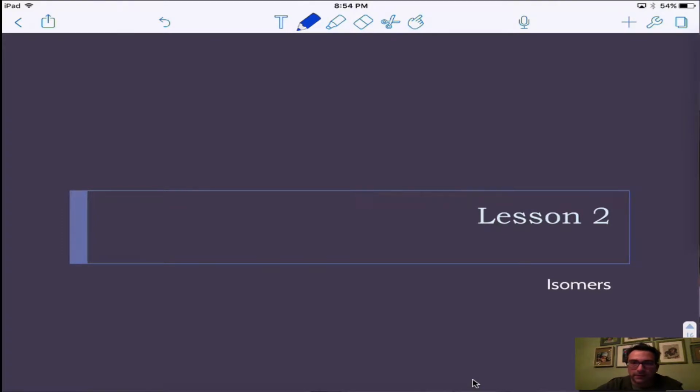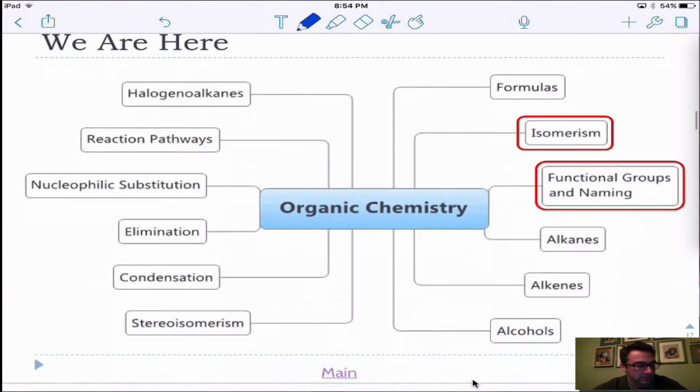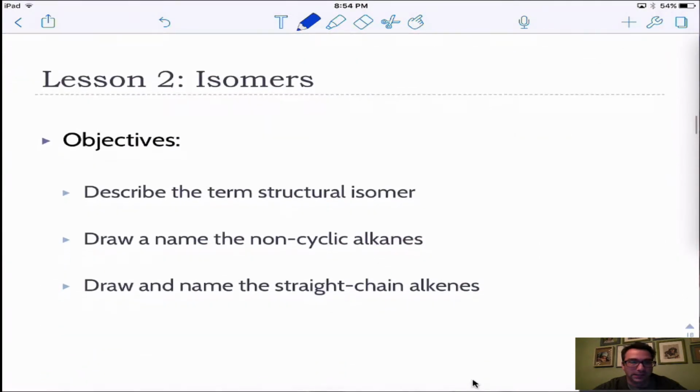Okay, welcome everybody. So today we're going to talk about isomers and also functional groups. When we talk about isomers, you need to understand the following ideas. You need to be able to describe what a structural isomer is, and you need to be able to name these isomers for non-cyclic alkanes. So that goes up to 6 carbons. They want you to know up to hexane.